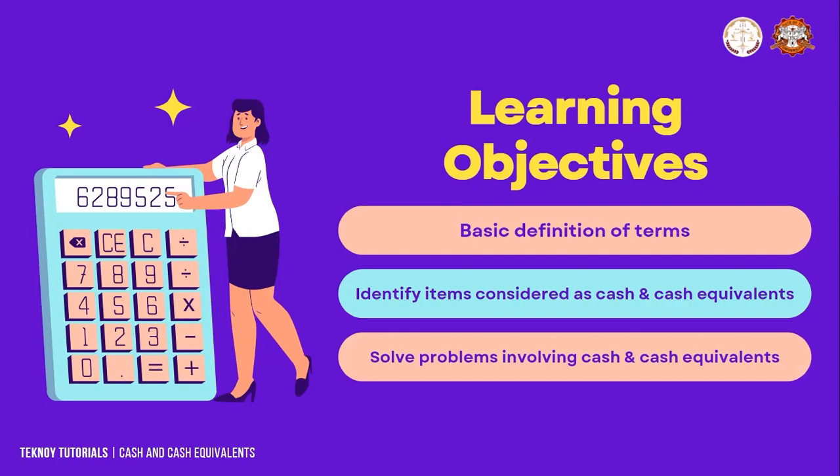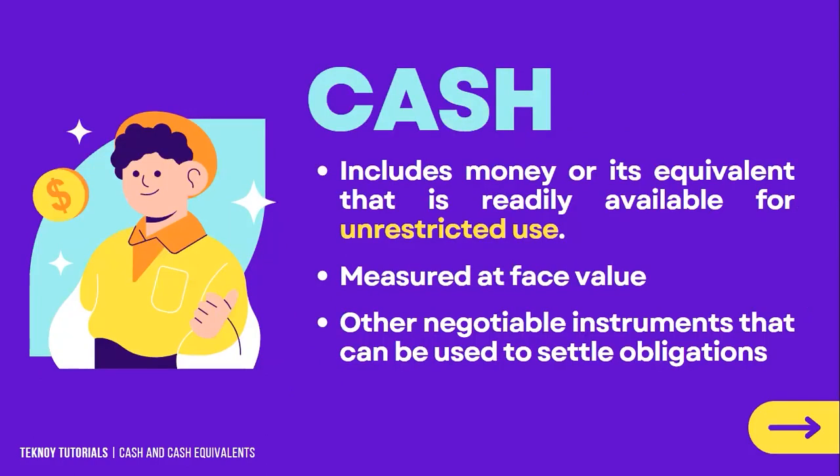Okay, to formally start our discussion, let us first define cash. Cash includes money or its equivalent that is readily available for unrestricted use. And when we say unrestricted, this means that for an item to qualify as cash, it must be easily accessible to pay current obligations and not subject to any restrictions, contractual or otherwise. Cash is always measured at its face amount or face value.